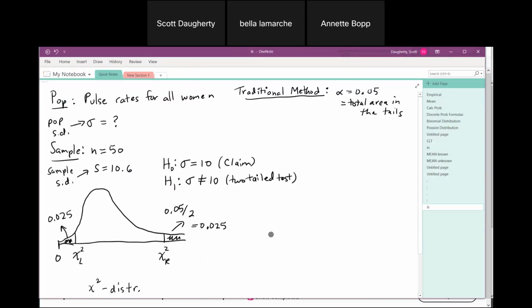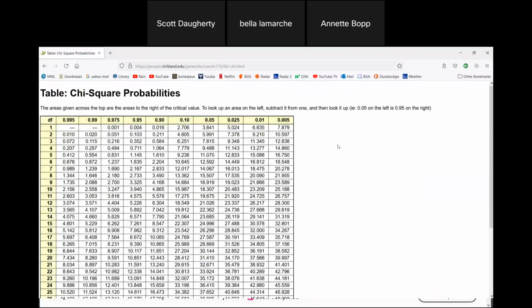Okay, so let's find those critical values. And of course, you can't do this on the calculator. Unfortunately, they don't have a calculator function that does this. So you're just going to have to use a chi-square table. I pulled up a chi-square table; you can just search on the internet, like Google it and you can pull up a chi-square table. So notice again at the top, it says the areas at the top are areas to the right of the critical value.